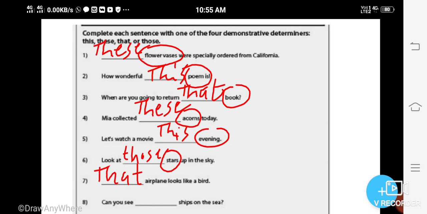Can you see dash ships on the sea? Ships is a noun and there are many ships. So the noun is in the plural form. So, can you see those ships in the sea?